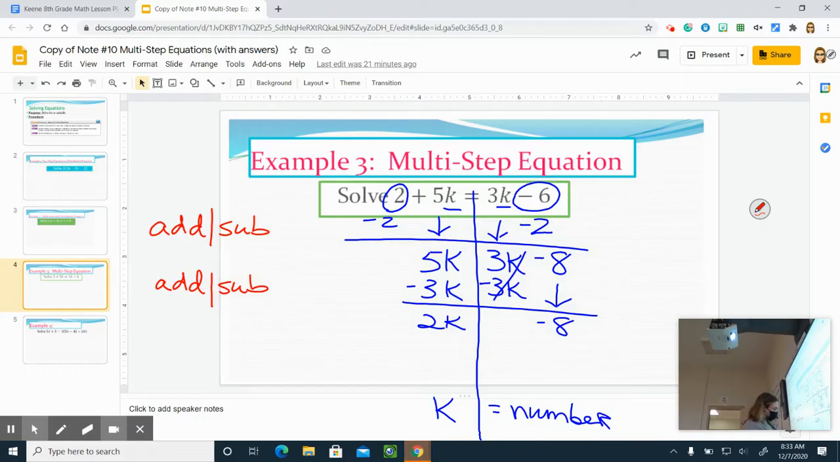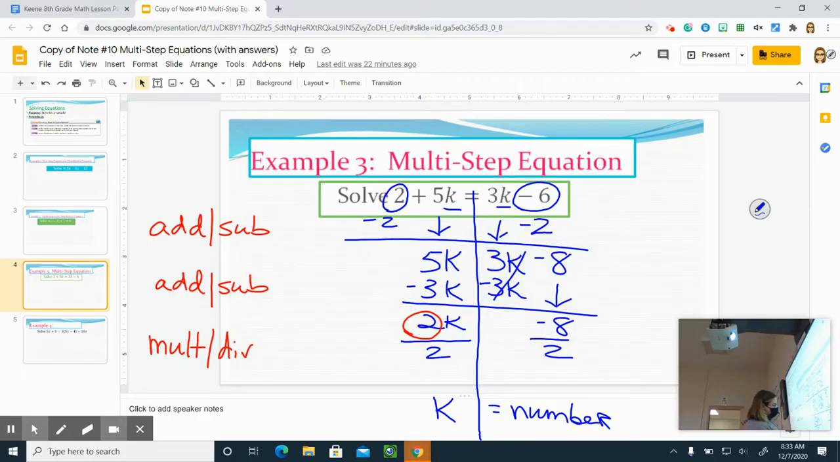So I want to multiply or divide. So 2 times k, the opposite would be to divide by 2. 2 divided by 2 is how we just get k. And on the right, we have -4.